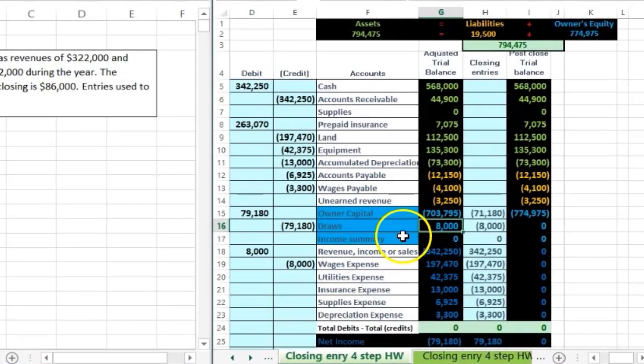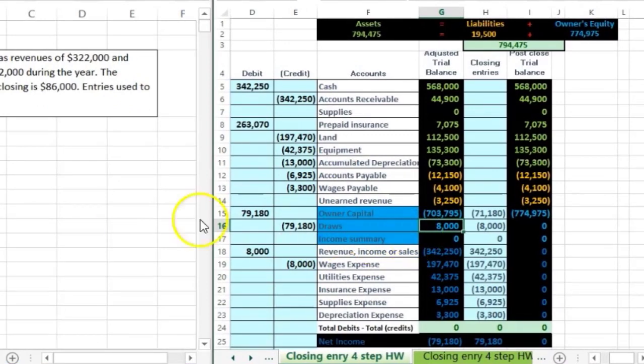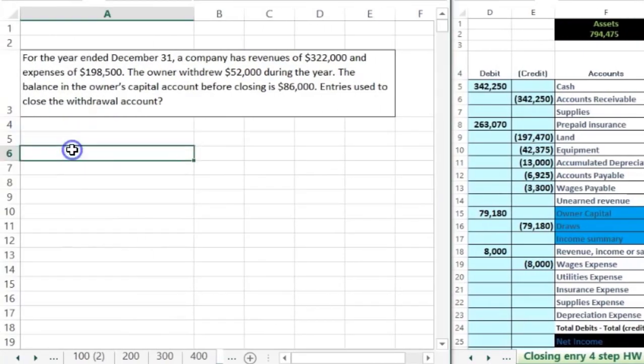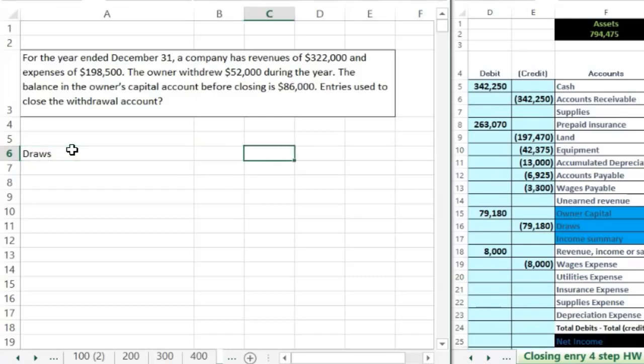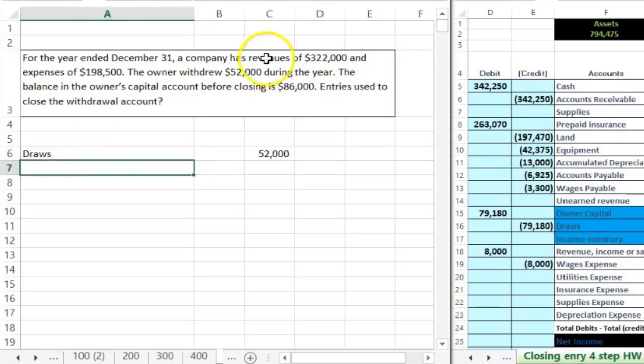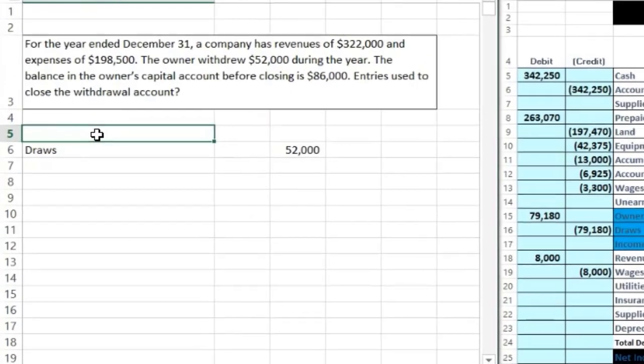So how do we make something with a debit go down? It has a debit because it doesn't have brackets around it in this case. We do the opposite thing to it. So we're actually going to credit the withdrawals. So if I was going to write the journal entry, I'm just going to call it draws. And that's going to be a credit, and the credit of, in this case, the 52,000. Because that's what the draws say here. And then we got a debit something, of course.